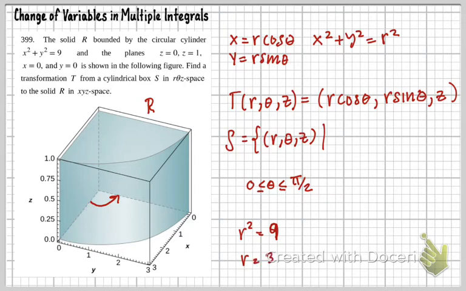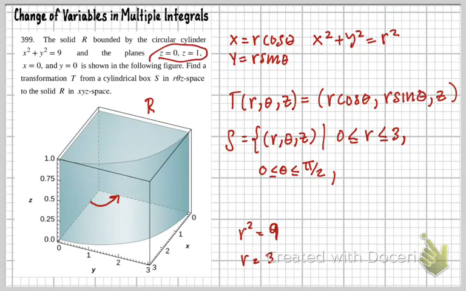All right, so my r is going to be from 0 to 3. And then my theta, will it fit over there? Nope, I'm going to have to put it down here. It's going to be from 0 to pi halves. And then my z is here. It's z equals 0 and z equals 1. So my z is going to be from 0 to 1. So there is the region S.